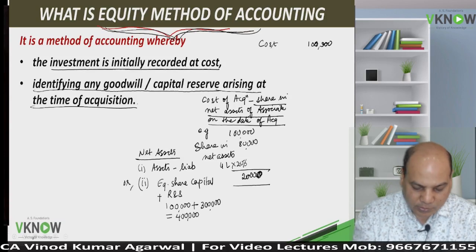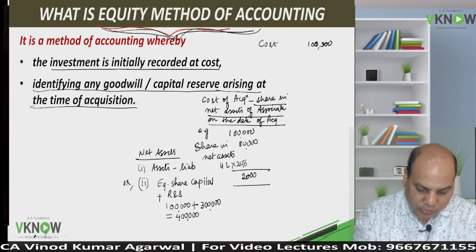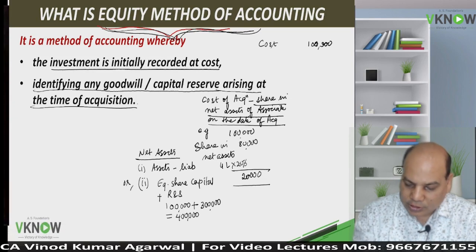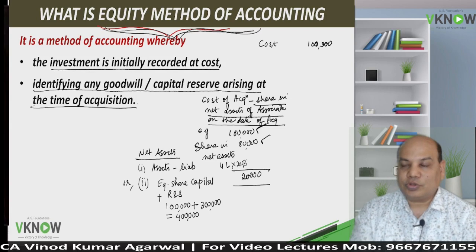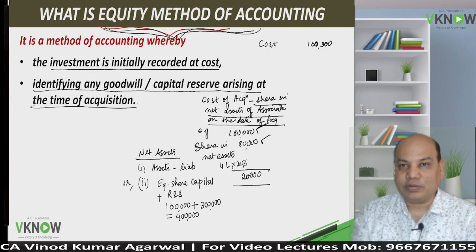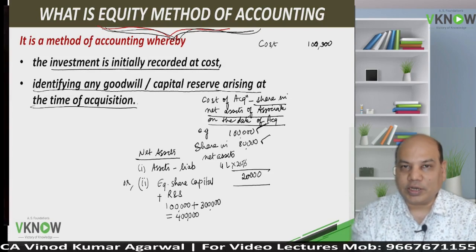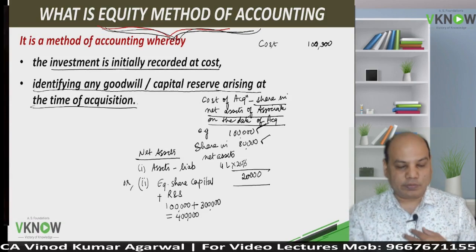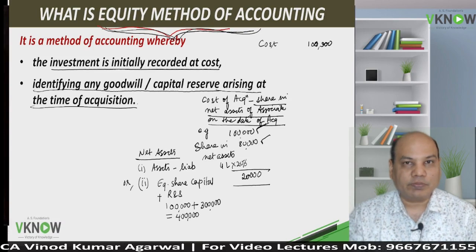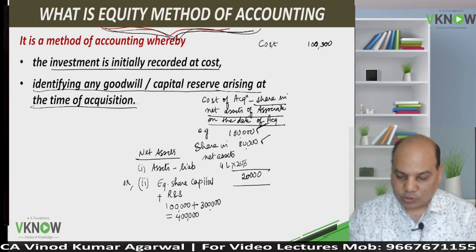20,000. This difference will be called goodwill of 20,000. Why is it called goodwill? You have paid more than the share in the net asset acquired. So this extra amount that you are paying is for goodwill, because you are getting a stake in a business, and you will be able to enjoy the profits of that business. So therefore there is a goodwill involved.